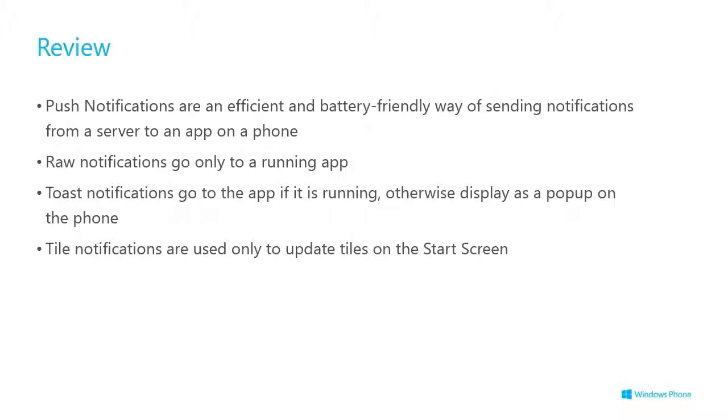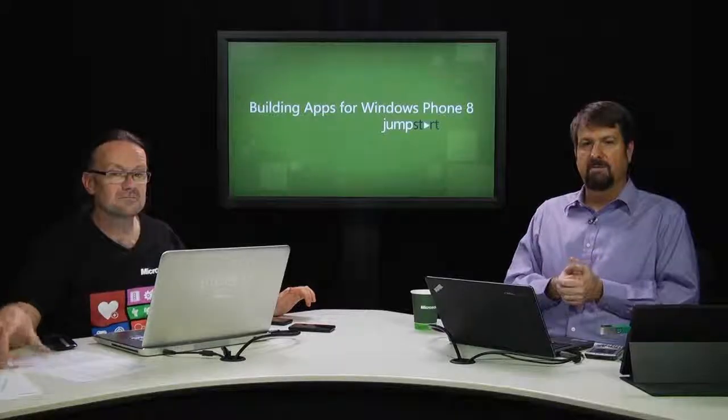Raw notifications, remember, go to an app directly, and you have a lot of latitude on how you can format that. Toast can go to the app if it's running. If it's not running, the OS handles it and shows it across the top. And the tile notifications are handled by the OS to update the tiles on the start screen. And there you have it.